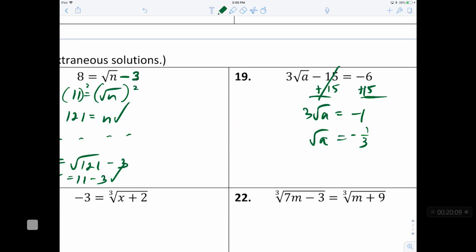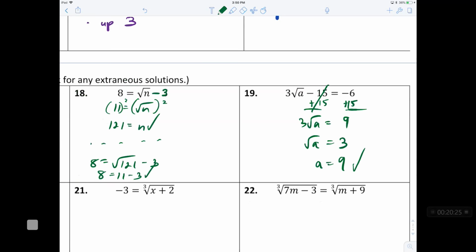Oh, this is supposed to be add 15. So this would become, let's see, 9. Oops. 9, this would be 3. And then this would be a equals 9. I could go in and check this and it would work.